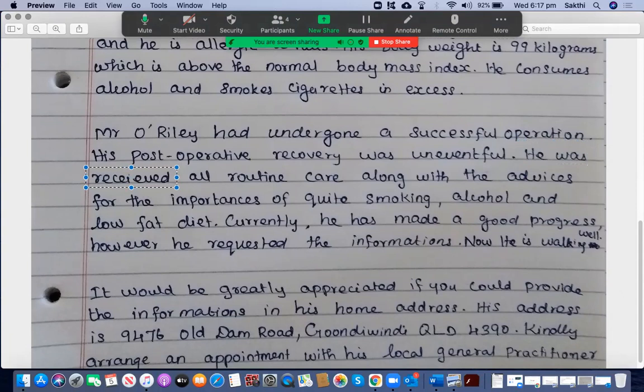You can say a letter was received, but you don't need to say a letter received. That is wrong. So he received something. For an object, we use was. This is the living creature, right? Yes, living creature, so we can go ahead with received. That's fine. I received a letter. She received a letter. He received a letter. That's fine. But when you have to write the indirect, you can put the object in the beginning. For example, all routine care was received by him.